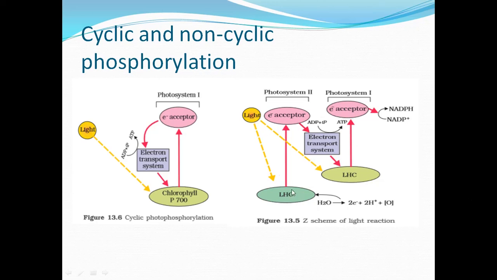So electrons here never return to the reaction centers, but they are finally accepted by NADP plus. But in cyclic photophosphorylation, these electrons return back to the system. Now, another important event occurring during non-cyclic photophosphorylation is splitting of water. Here you can see splitting of water and release of oxygen.